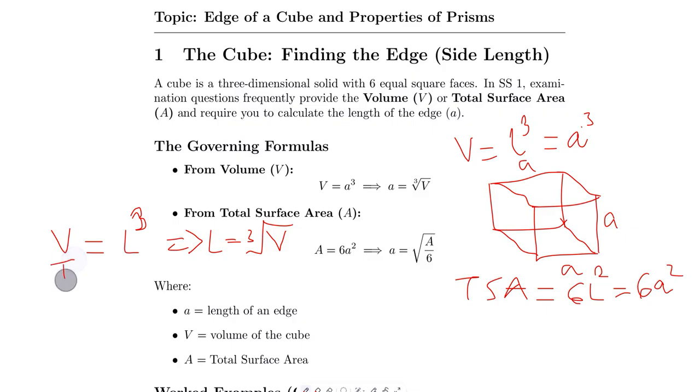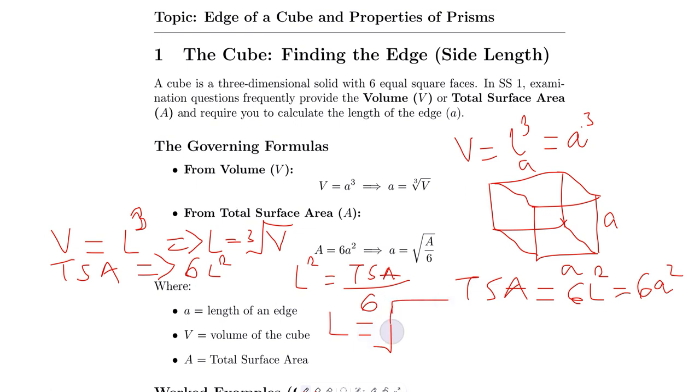And if it is the total surface area that you have, the formula for total surface area is 6L square. I get what I'm saying. So if you have 6L square, that means you are going to divide both sides by 6. So you have L square equal to total surface area over 6, and then you take the square root. That will be L equal to the square root of total surface area over 6. So that's what we are trying to explain first in this particular part.